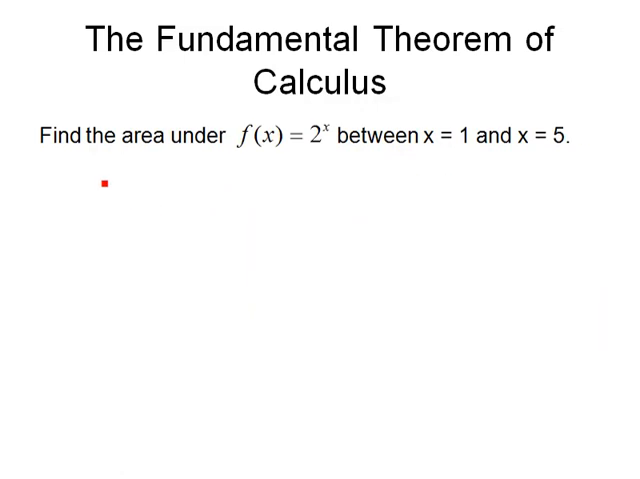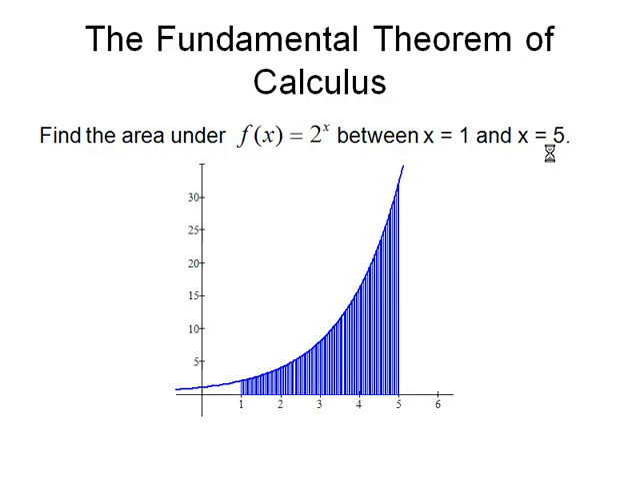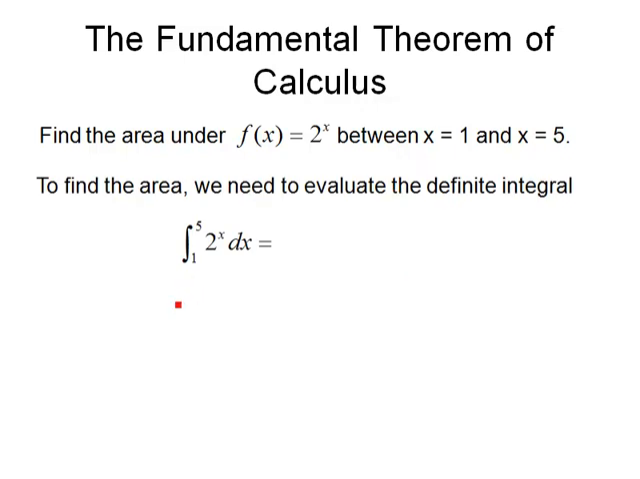So now let's go ahead and find the area under f of x equals 2 to the x between x equals 1 and x equals 5. The first thing I need to do is write that out as a definite integral. So when I find the area from 1 to 5 under this exponential function, what that means is we're going to need to evaluate the definite integral from 1 to 5 of 2 to the x dx. So in order to use the fundamental theorem of calculus, I'm going to need to know the antiderivative of 2 to the x.